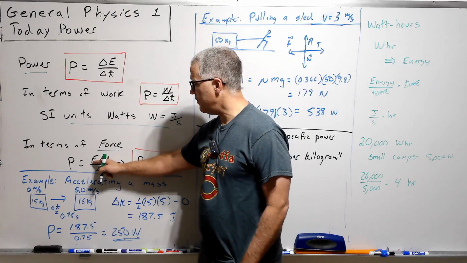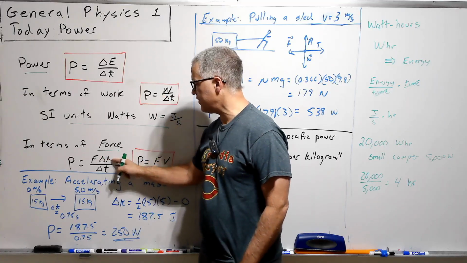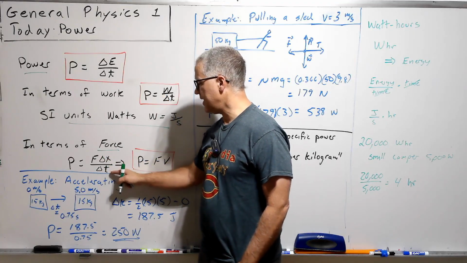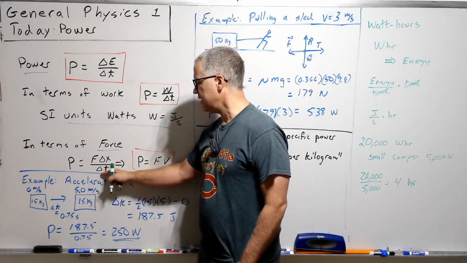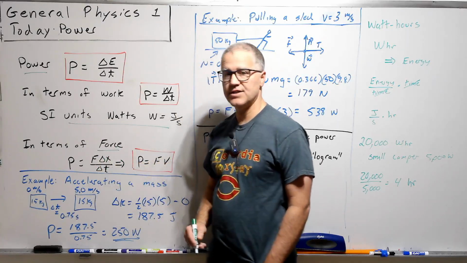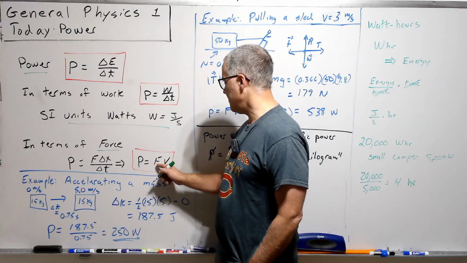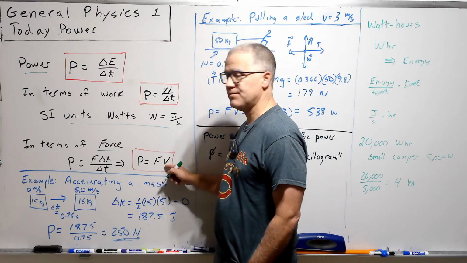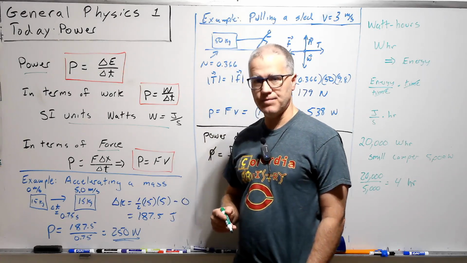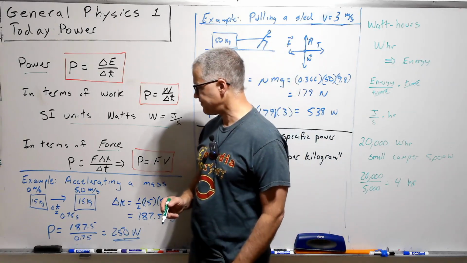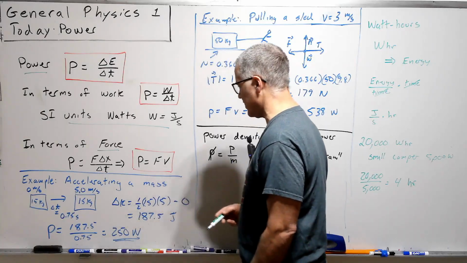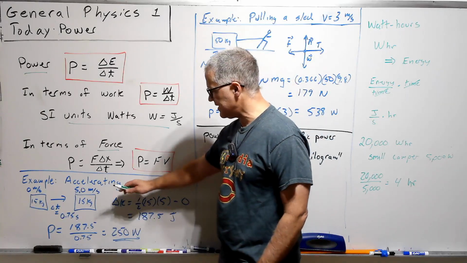So what is work here? Work is force over a distance, and then we divide by time, and now we can isolate these to get a speed. So we have the magnitude of the force times the speed, which will give us the power output.